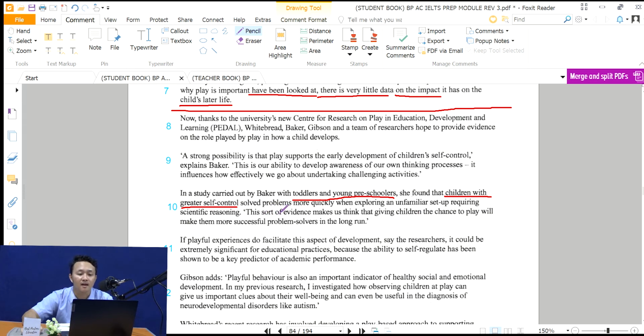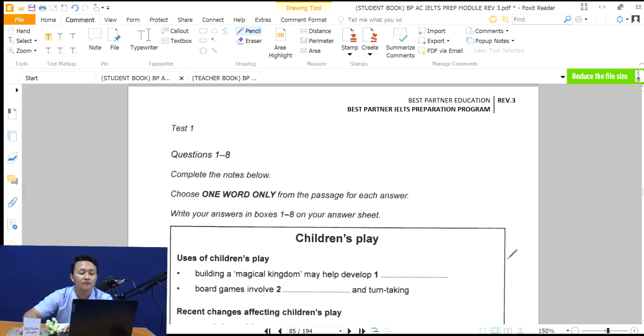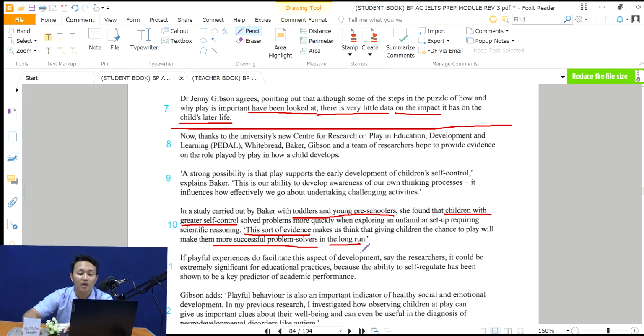problem solving. Okay, this sort of evidence, referred to the previous one, makes us think that giving children the chance to play will make them more successful problem solvers in the long run. Okay, the information that we need to find: children with good self-control are known to be likely to do well at school later on. Later on refers to in the long run. So yes, the answer is true.